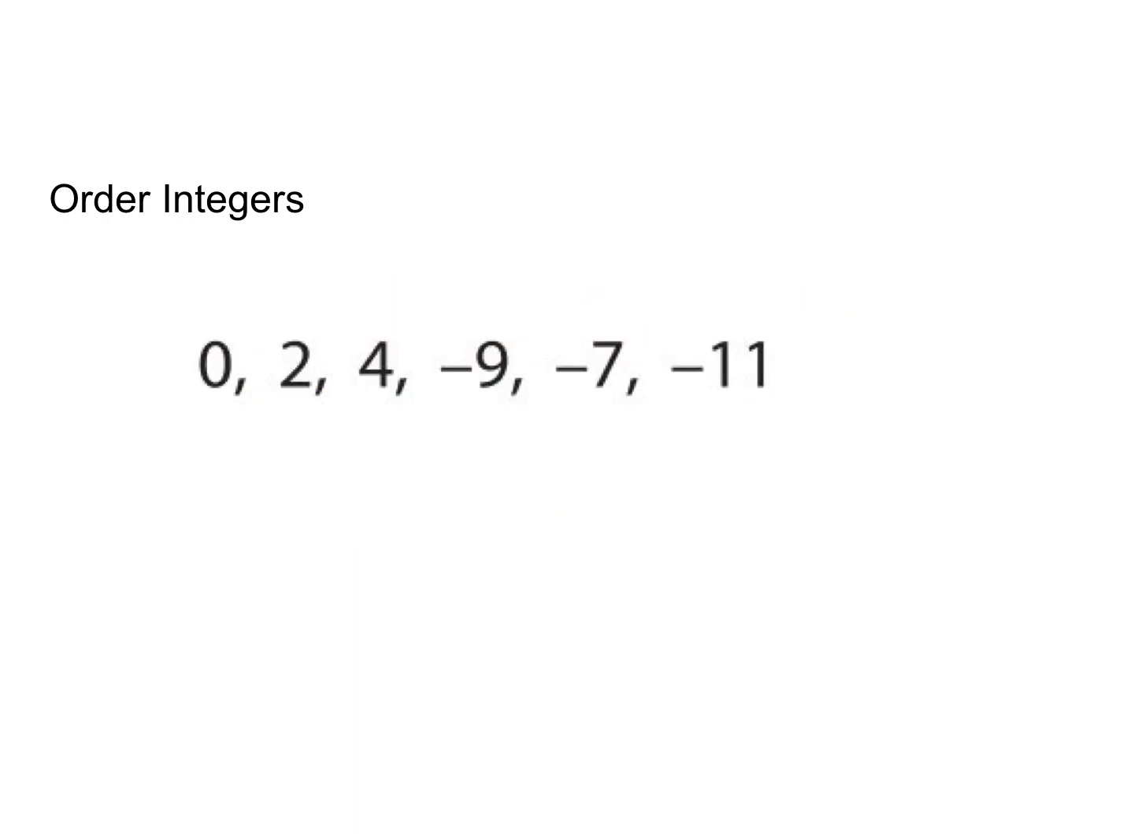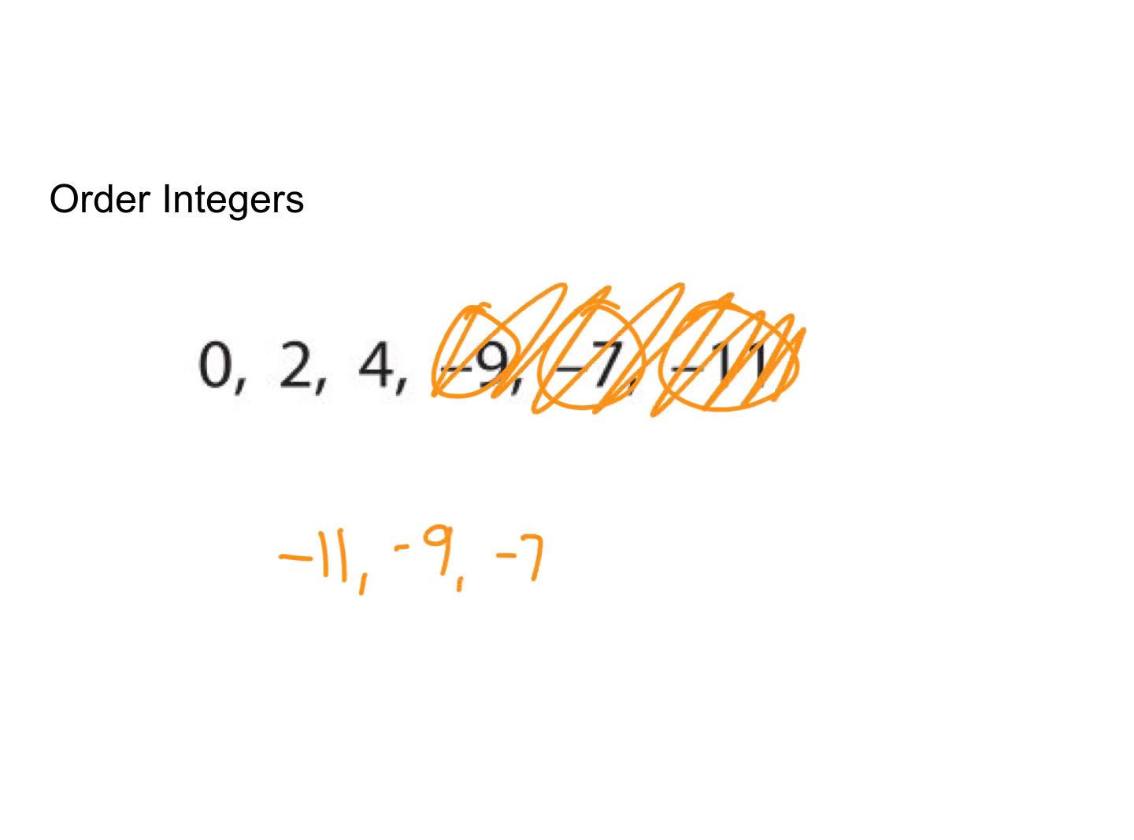If I have these numbers, here's my negative values. Let's order those first. So the largest negative, -11, then the next largest, -9, then the next largest, -7. Okay, once I'm done with the negatives, now I can just look in terms of positives. Those are in order, 0, 2, 4.